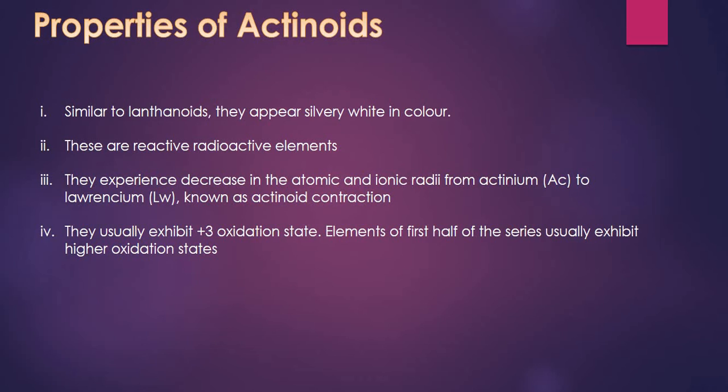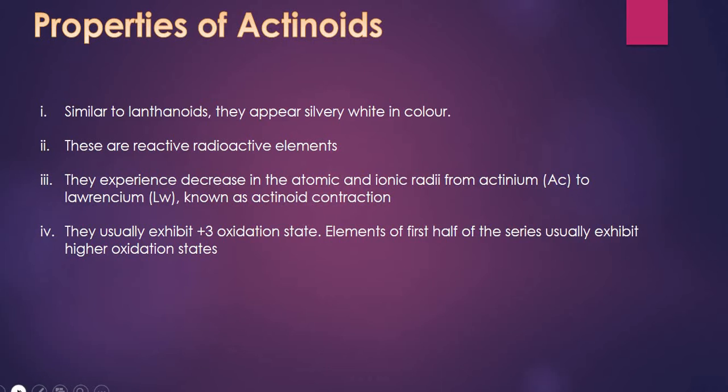The reason for actinoid contraction is the poor shielding of the valence electrons by 5f orbitals. Because the shielding effect is poor, the effective nuclear charge increases and the size gradually decreases as we move across the series. This is what is called actinoid contraction. They exhibit the +3 oxidation state.